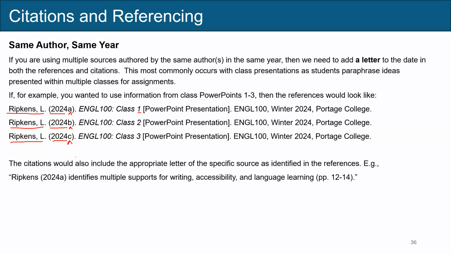So if I'm borrowing information from the class 1 PowerPoint, I could say Ripkins identifies multiple supports for writing, accessibility, and language learning. And the only difference I have there is that now I have this extra little A here, so that if I need to go and check this source, I know that it's the first one and not the second or third one.